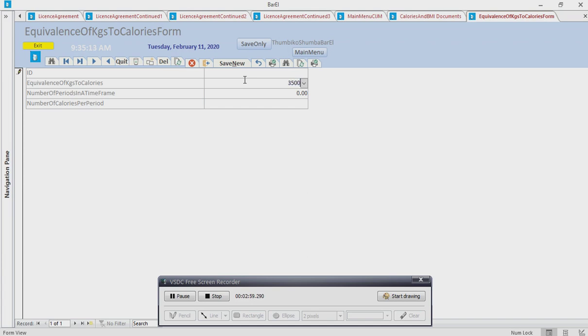Equivalence of kgs to calories 3500. Number of periods in a time frame, let us say 7. Therefore, 500 calories per period.